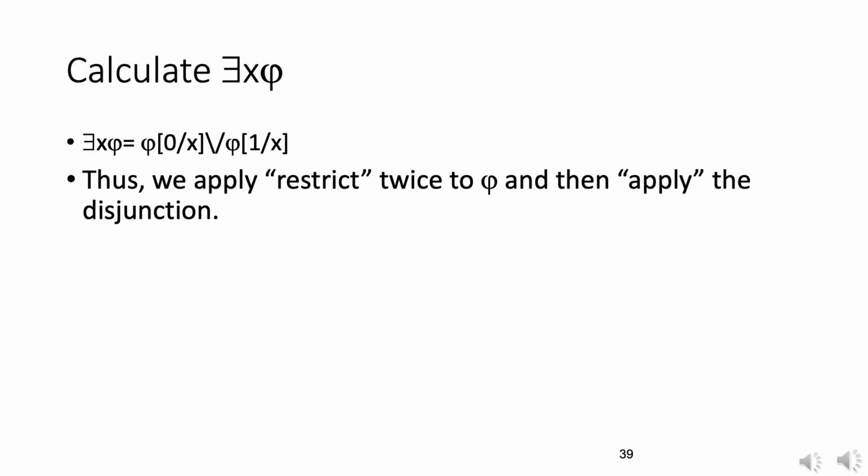Given a BDD that represents the Boolean function phi, we can easily generate a BDD that represents exist x phi. We do that as follows. We first take the restriction of phi where x is restricted to 0, then we take the restriction of phi where x is restricted to 1, and then we apply the disjunction on these two BDDs.